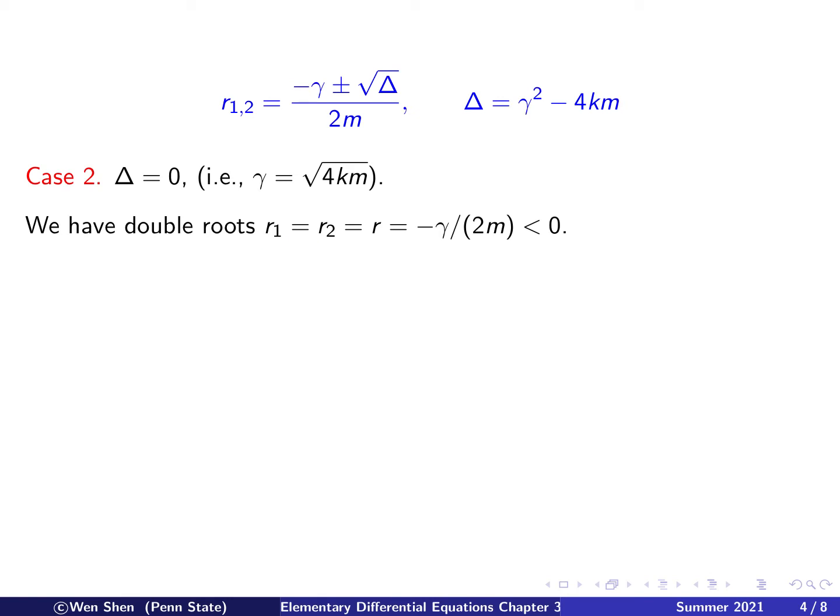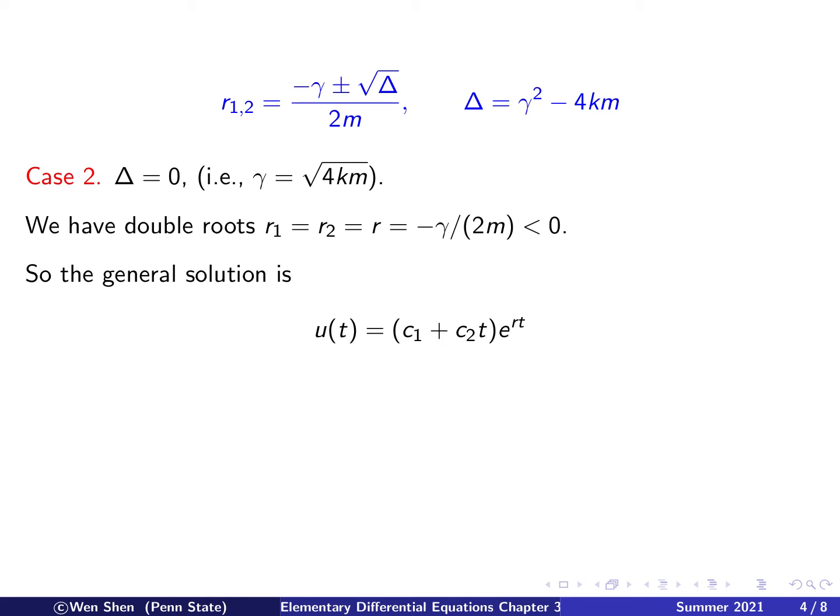R1 equals R2, let's just call it R. That will be negative gamma over 2m, because that term is 0. Okay, and we can also see right away that m is positive, so this double root is less than 0.